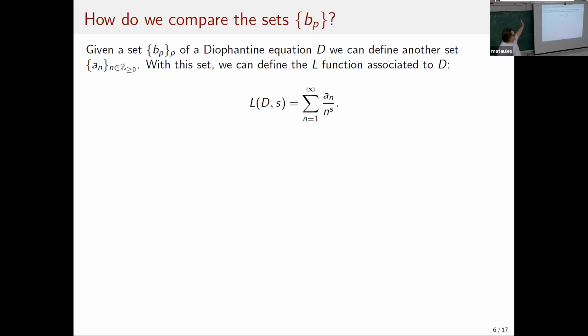We work with a translation of them that is called AN. It depends on where you're working. But basically, it's just you move the VPs by a constant, okay? And so we will work with AN from now on.